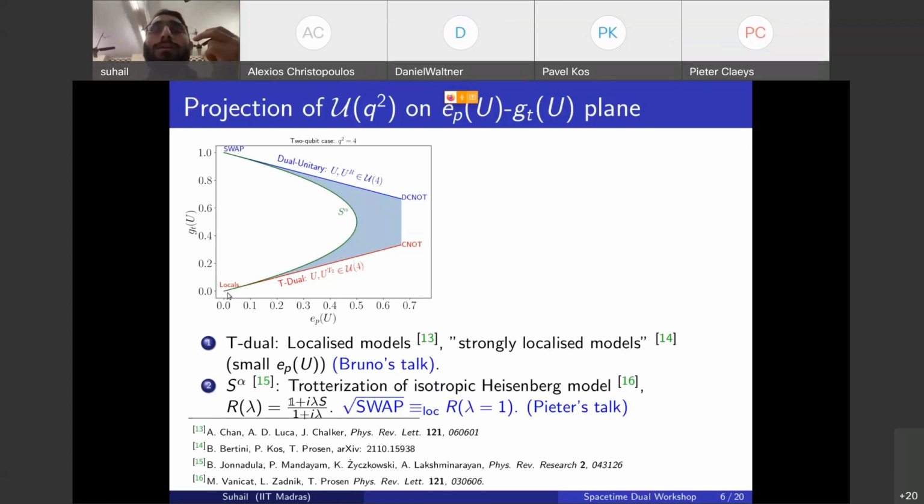By the way, can you see my cursor, Ranjan? Yes, yes, okay. We can. Thanks. Thank you very much.